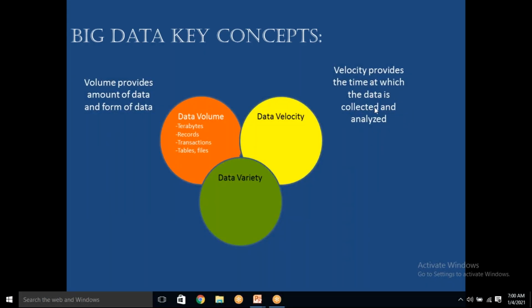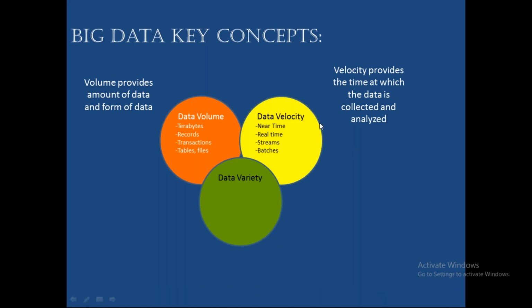Velocity provides the time at which data is collected and analyzed. Whoever is already working on big data and Spark already knows this. The client will tell you that a particular table is going to update every week, another every month, every day, and some every hour. I worked for companies where the data updates every hour, every 5 minutes, every day, every week, every month, every quarter. So you need to understand how frequently data is going to update, how frequently you will analyze new data, and how frequently you will get new data. That is nothing but understanding near time, real time, streams, and batches.